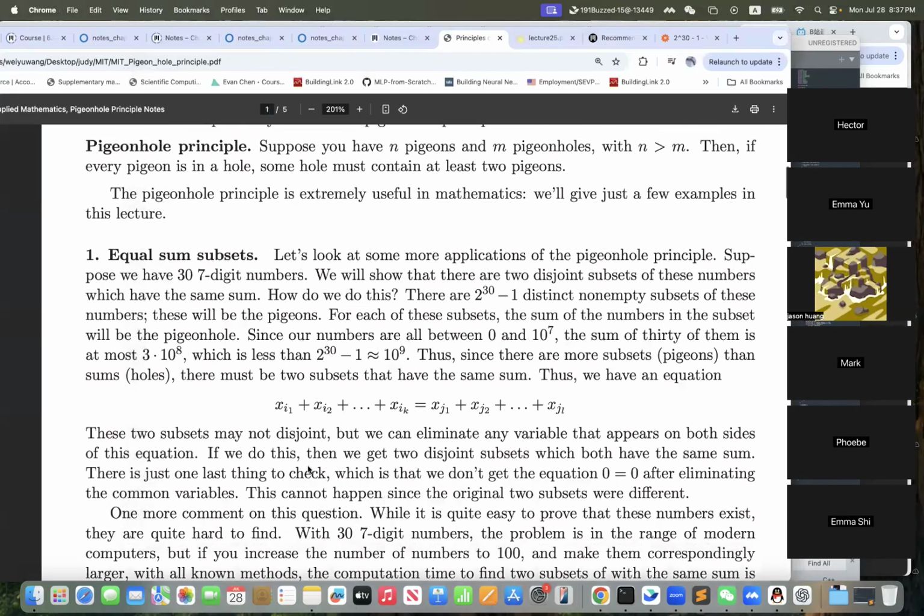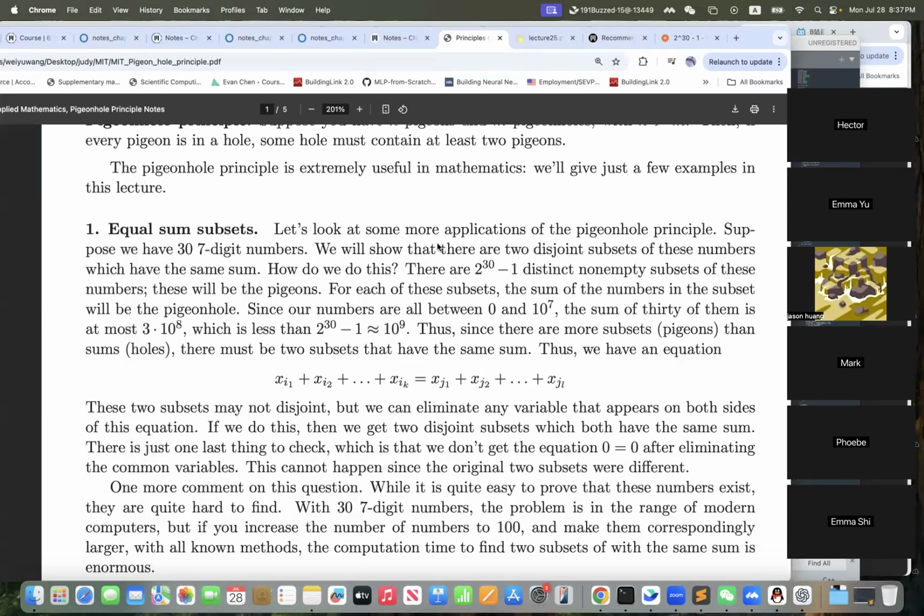We get that there are two disjoint subsets. So what do two disjoint subsets mean? Disjoint subsets means that two teams do not have overlapped students, right? So no student appears in both teams, no number appears in both subsets. Then we call these subsets disjoint. So they don't intersect, they don't overlap.